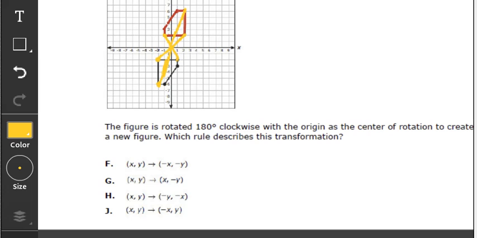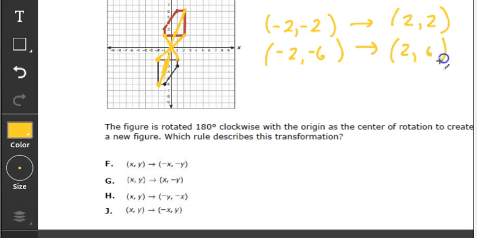So the answer choices that we have are -x, -y, x, -y, -y, -x, and -xy. So again, let's remember how those points went. I know we had the point -2, -2 that went to 2, 2. Let's pick another point. The -2, -6, and that one went to 2, 6. Let's pick one more.